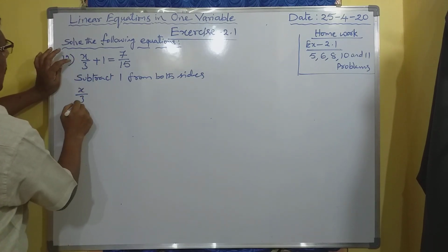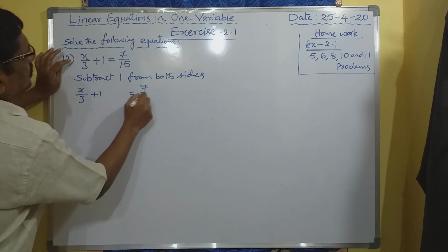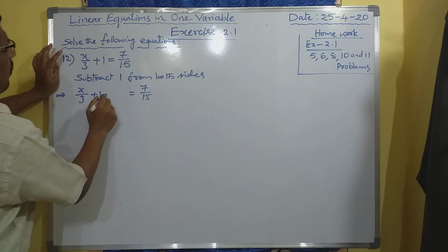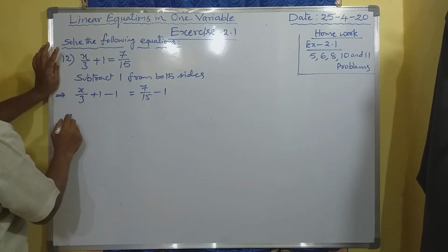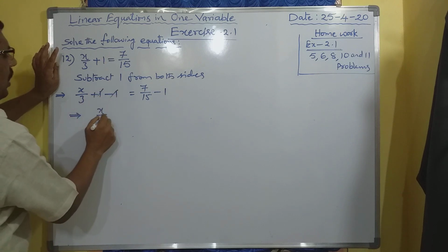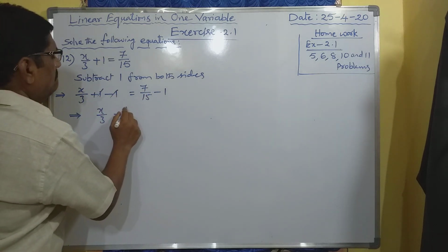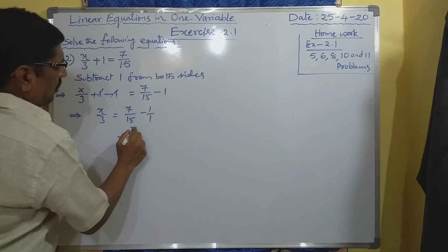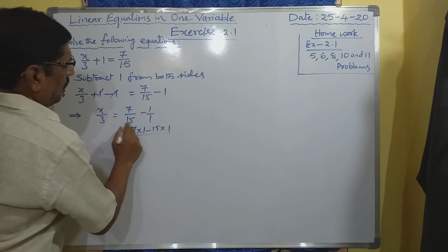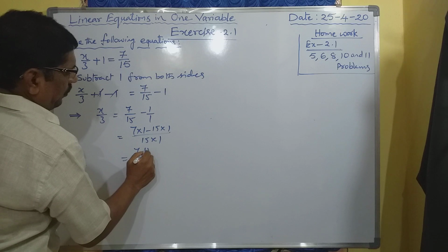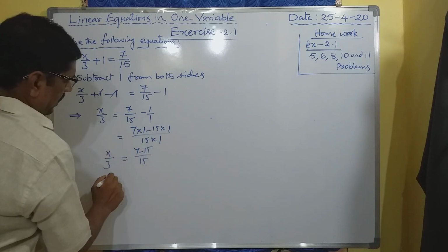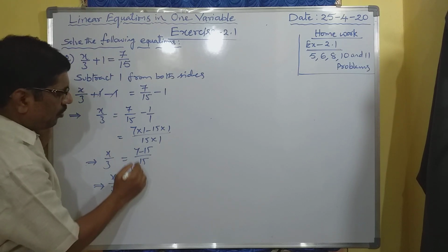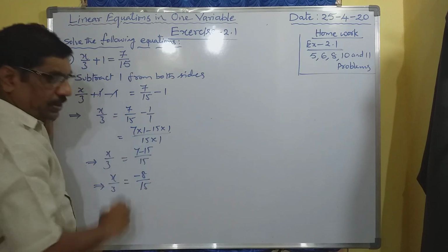Here what is LHS? x by 3 plus 1. And what is the RHS? 7 by 15. So here on x by 3 plus 1, we are subtracting 1, and minus 1 on the right. Then plus 1 minus 1 will be cancelled. x by 3 is equal to, here we can simplify this, 7 by 15 minus 1 can be written as 1 by 1. Now cross multiplication: 7 into 1 minus 15 into 1 by 15 into 1, that is 7 minus 15 by 15. We get x by 3 is equal to 7 minus 15, which is minus 8 by 15.